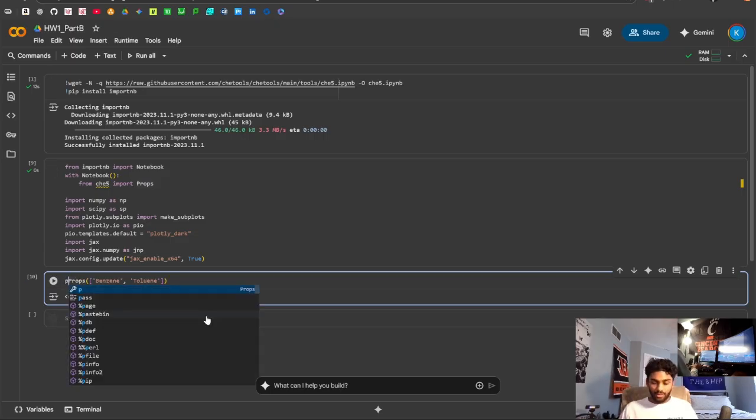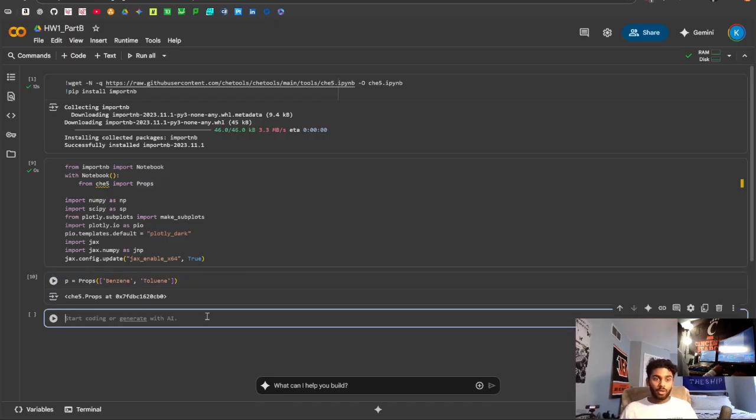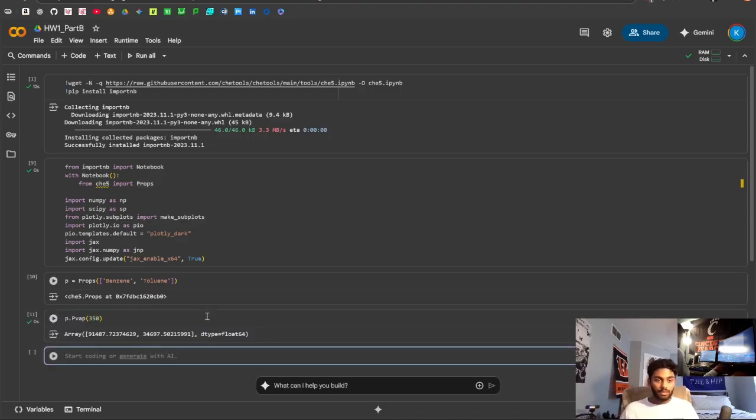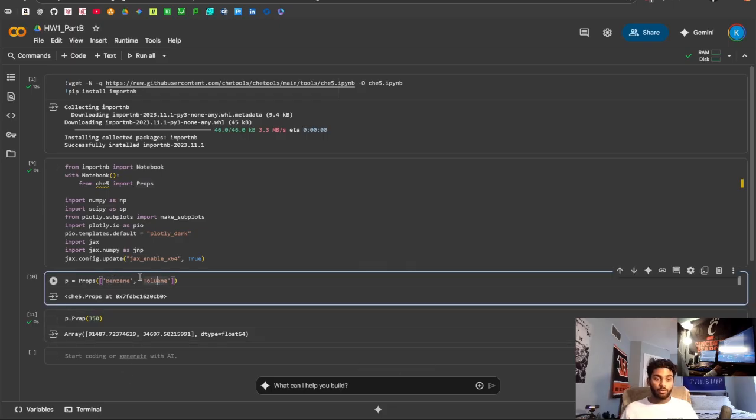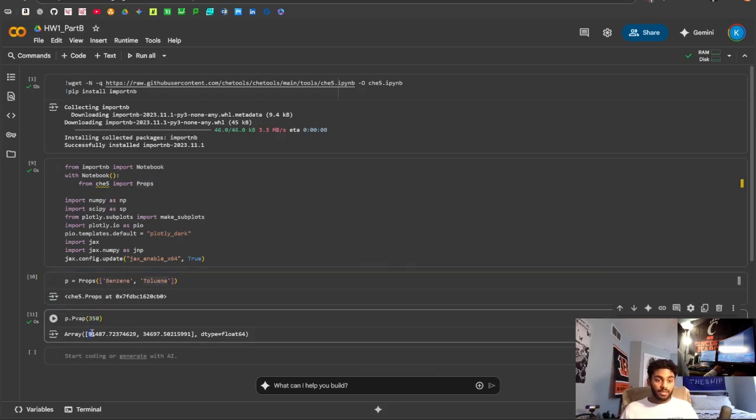So I'm going to set this just as P. So if we ever want to reference, well, I want to know what the vapor pressures are at a given temperature, this is a function of temperature. Say at 350 Kelvin, it returns us an array that is coincidental with the order that we put our two components. So this is the vapor pressure for benzene at 350 Kelvin. This is the vapor pressure for toluene at 350 Kelvin. And you get the idea.